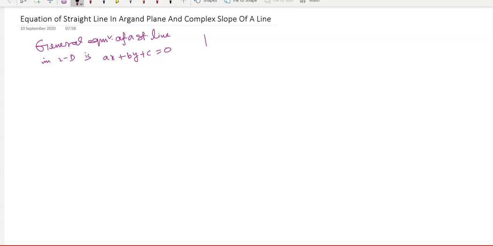Slope of the line means what? Slope of the line means the tangent of the angle it makes with the positive x-axis. So slope of this line m is equal to tan theta, and if you take two points on the line, this you must have done before, but I'm just revising this part because it is linked. This is (x1, y1), this is (x2, y2).